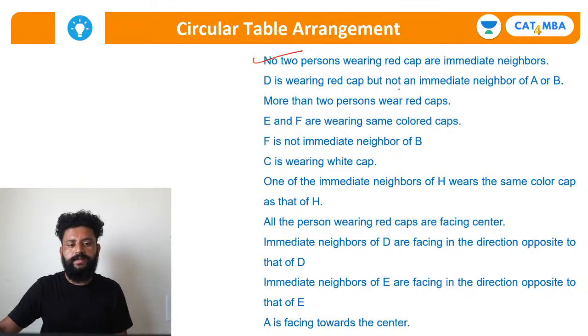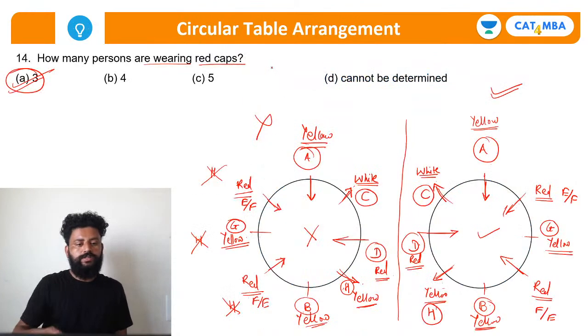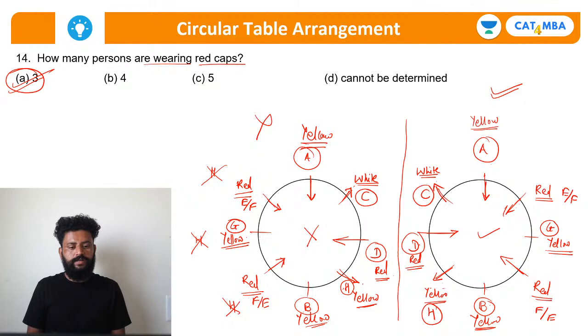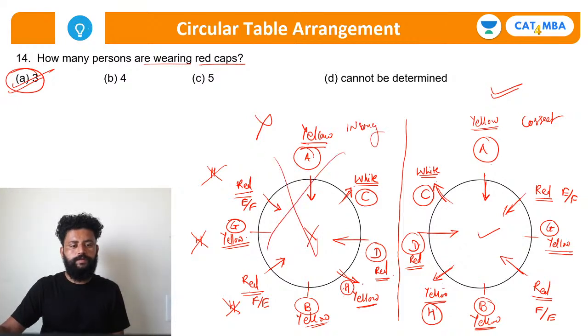That is also done. D is wearing the red cap but not an immediate neighbor of A and B. That is taken care of because D is wearing red cap and he is not a neighbor of them. Just look at this diagram, correct diagram. Map this.